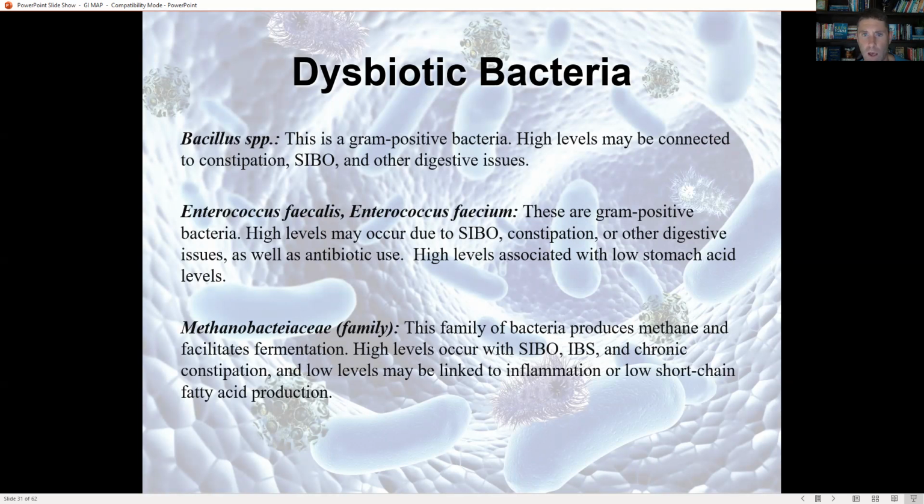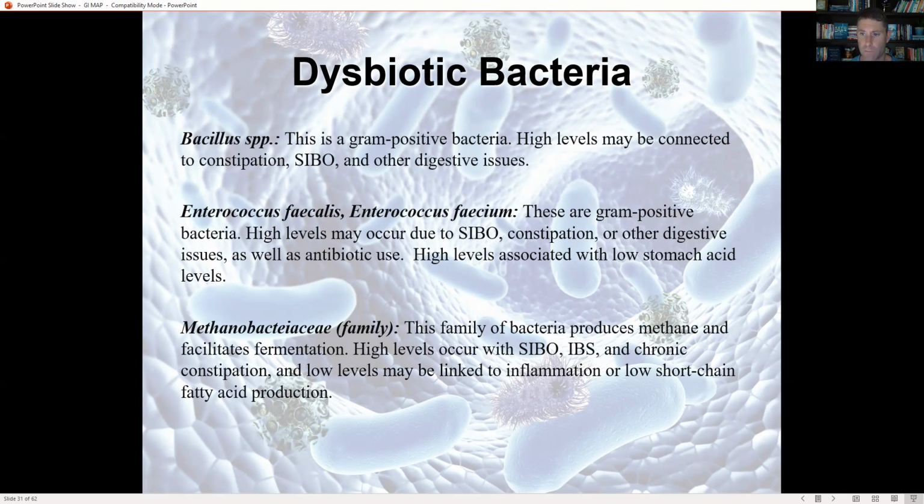So again, Bacillus, I'm not overly concerned, although if somebody does have constipation, SIBO, and that's one of the only things marked high, then we may need to address it. The Enterococcus, high levels associated with low stomach acid, can occur due to SIBO, constipation, other digestive issues. Again, the Methanobacteriaceae family, that produces methane.